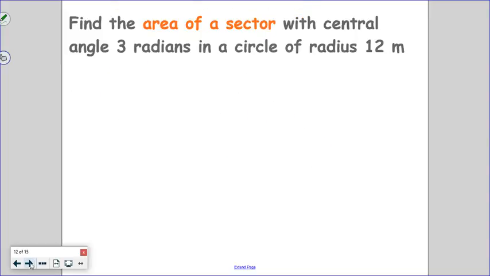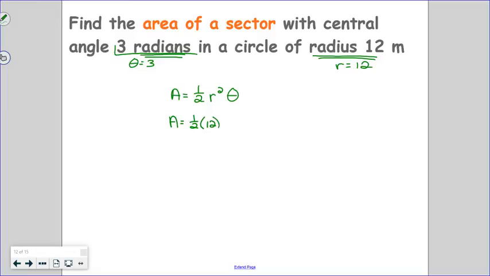Okay, so going through a couple examples of our area of a sector. Find the area of the sector with a central angle of 3 radians and a circle of radius 12. So again, going to our formula, what do we need here? Area equals 1/2 times our radius squared times theta. They tell us theta, and we're looking for that keyword of radians. Theta is in radians, and they give us the radius is 12. Putting those into the right places here, 1/2 times 12 squared times 3.